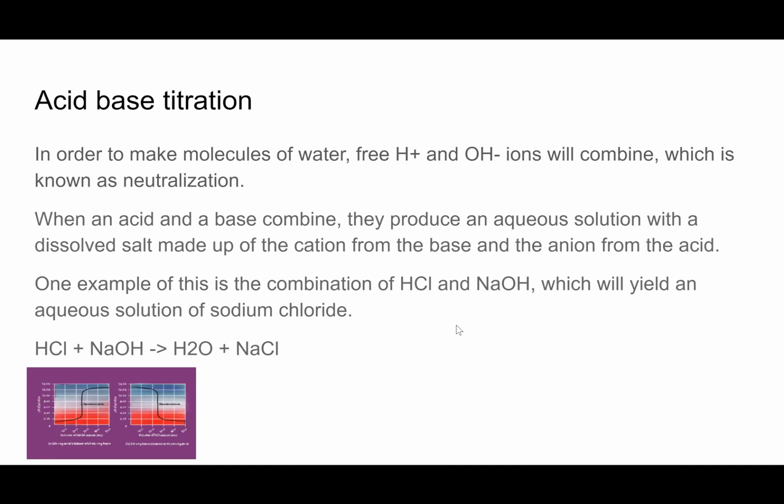In order to make molecules of water, free hydrogen ions and hydroxide ions will combine, which is known as neutralization. When an acid and a base combine, they produce an aqueous solution with a dissolved salt made up of the cation from the base and the anion from the acid. One example of this is the combination of HCl and NaOH, which will yield an aqueous solution of sodium chloride, as you can see in the equation below.